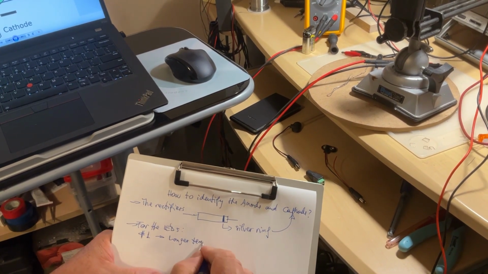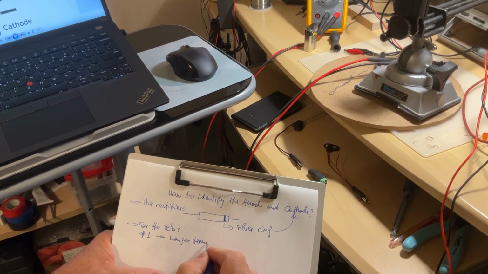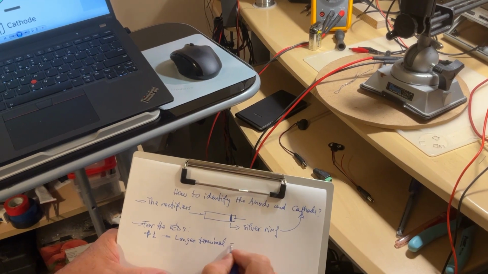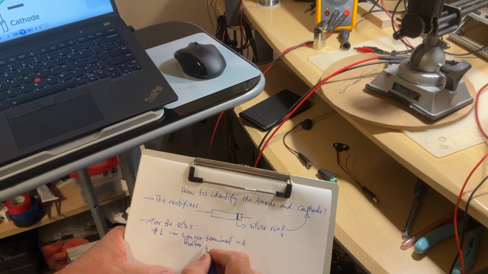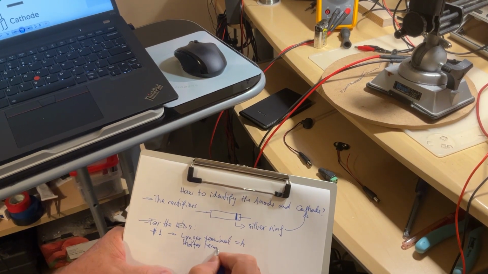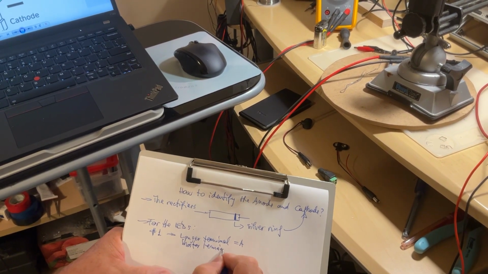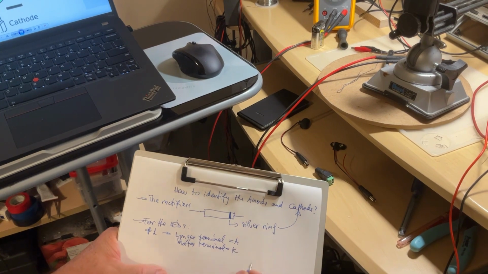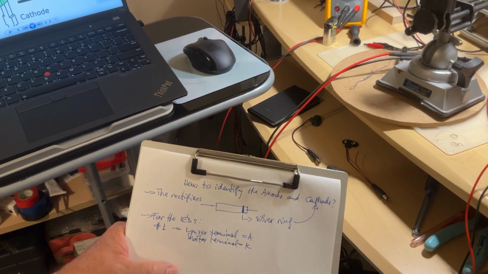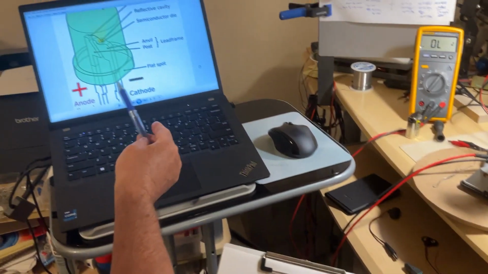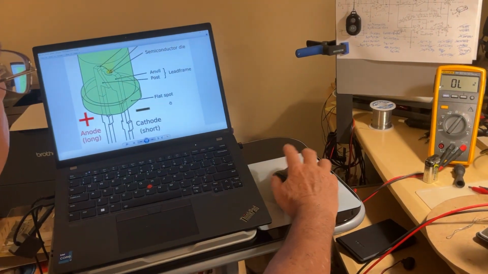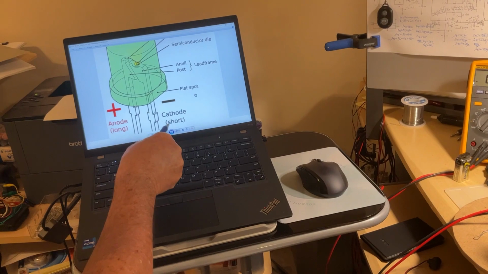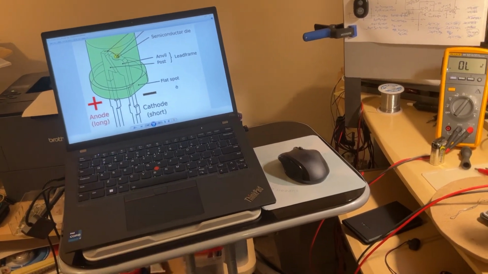terminal is the anode. So shorter terminal is the cathode. It says right here, if you allow me to just see, the cathode is shorter and the anode is longer.